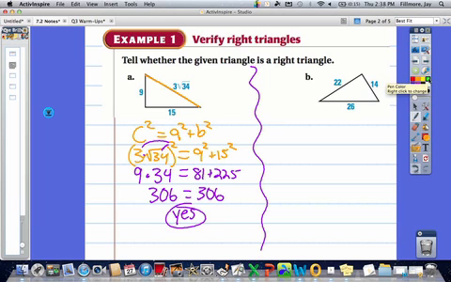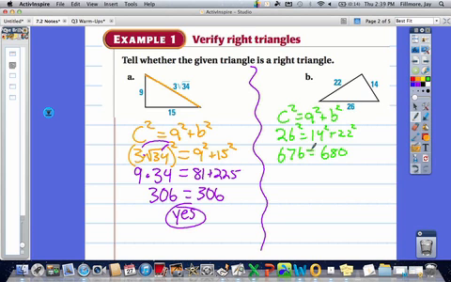Similarly, with part B, we'll use our Pythagorean theorem again, really the converse. Our largest side is 26, so that's our hypotenuse, and then 14 and 22. So I'll square all of these and add them together and simplify to see if this ends up being true. So 26 squared is 676, and 14 squared plus 22 squared is 680. Well, since these are not equal, this is not a right triangle.